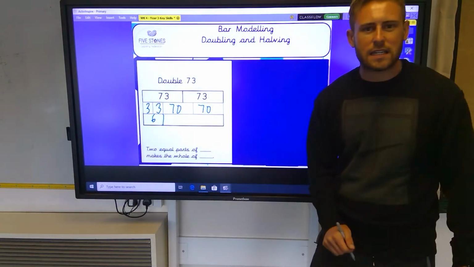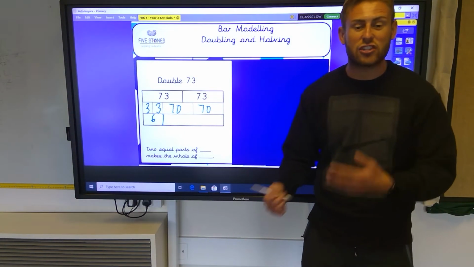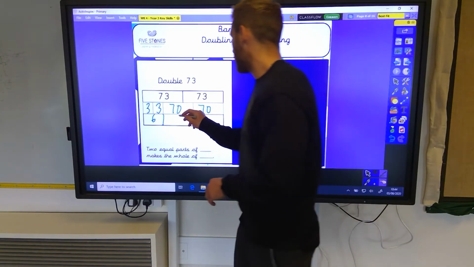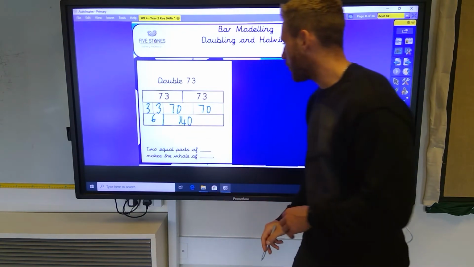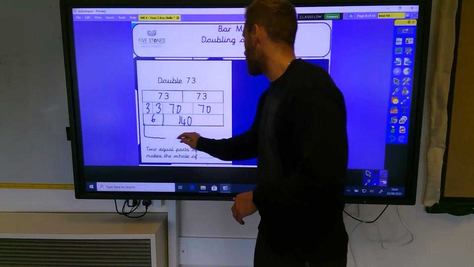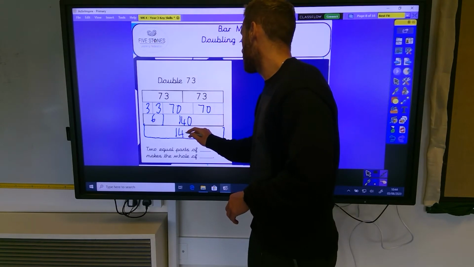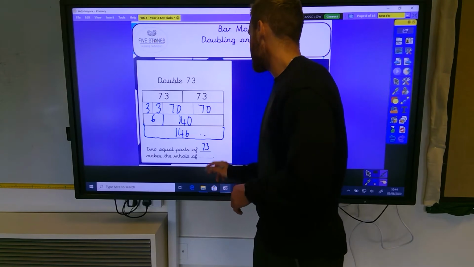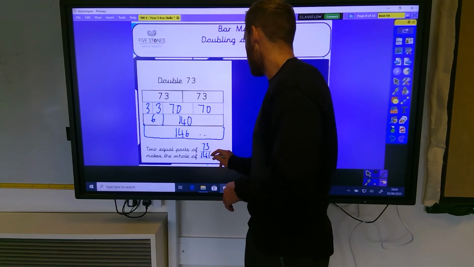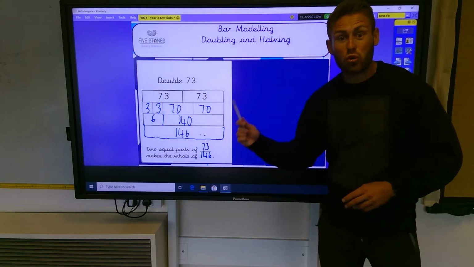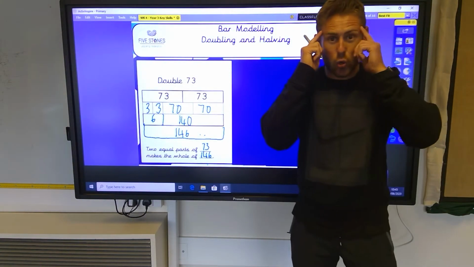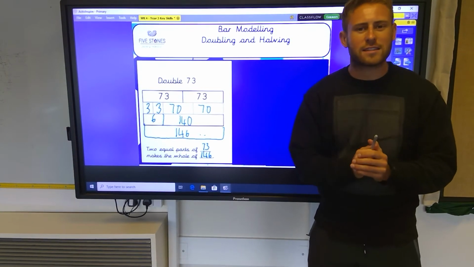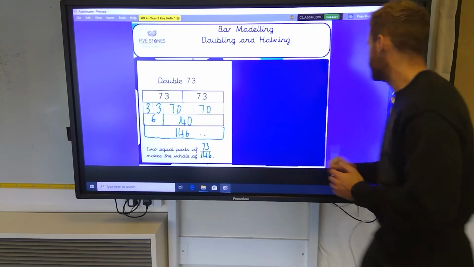And then what's double 70? Double 7 tens, 2 lots of 7 tens. 7 and 7 is 14. 14 tens is 140. We've actually got 146. Fantastic. So 2 equal parts of 73 makes a whole of 146. So that's another double fact that you should be really trying to hold in that head. Double 70 is 140. So keep practicing that one if you don't know that one as well.